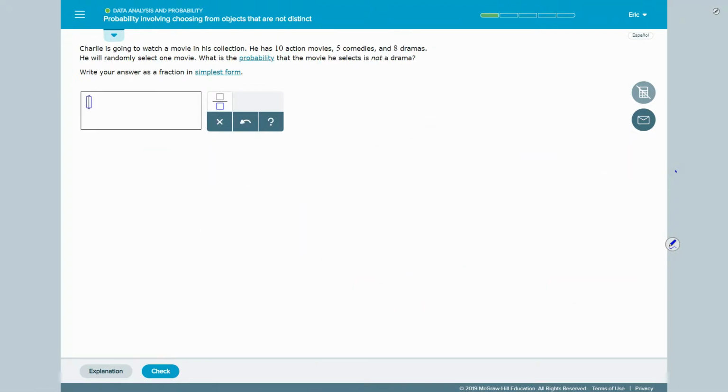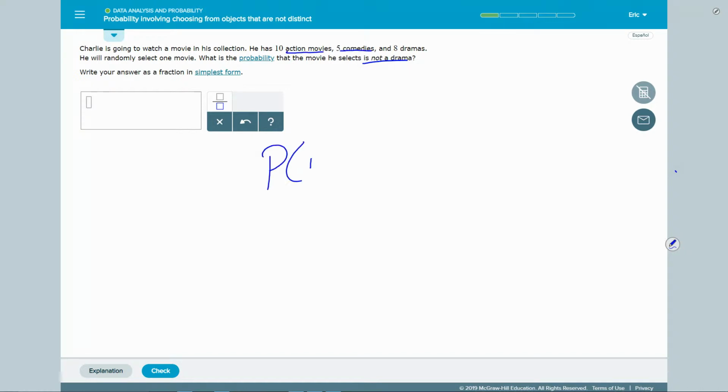Charlie is going to watch a movie in his collection. He has 10 action, 5 comedies, 8 dramas. What is the probability that the movie selected is not a drama? That might seem like a trick question, but just read this like any other thing. Which ones of these are not dramas? The comedies and the actions.